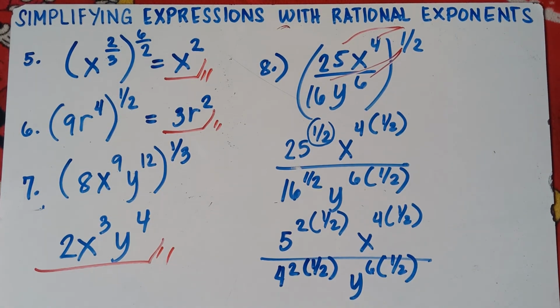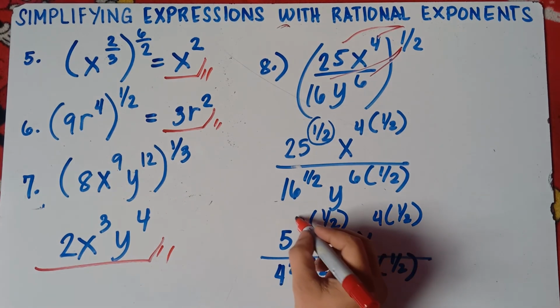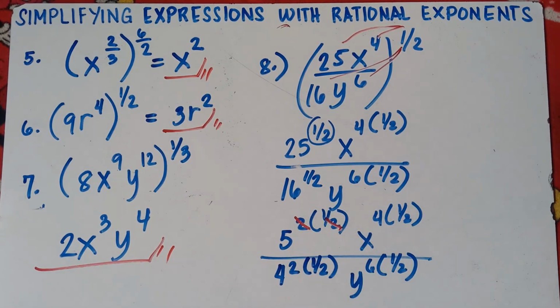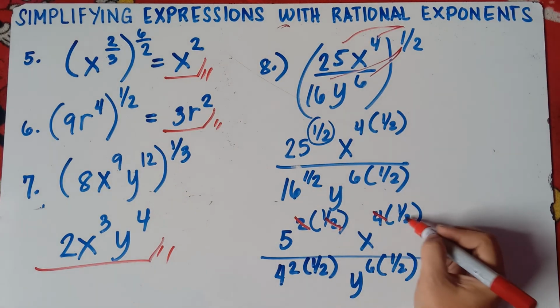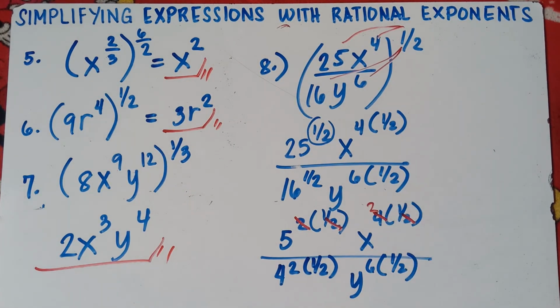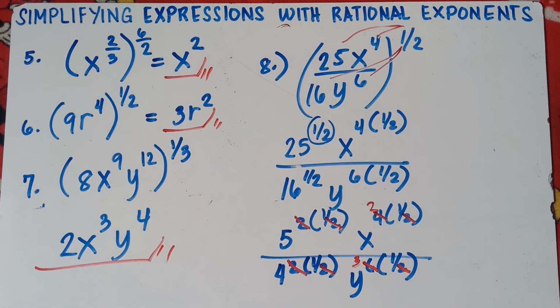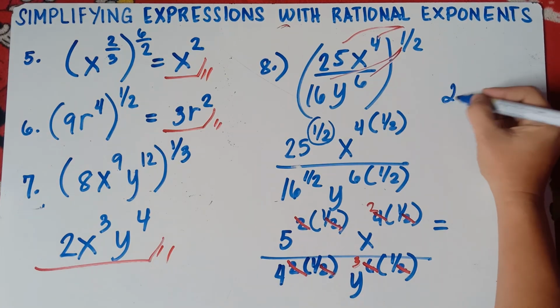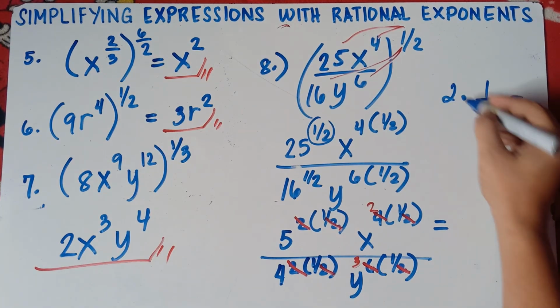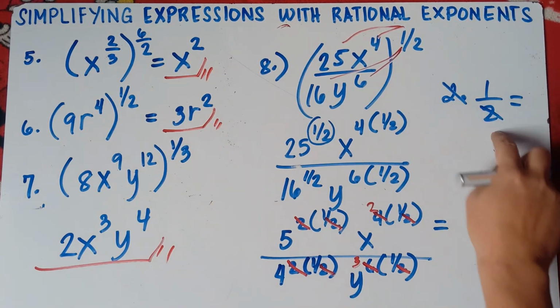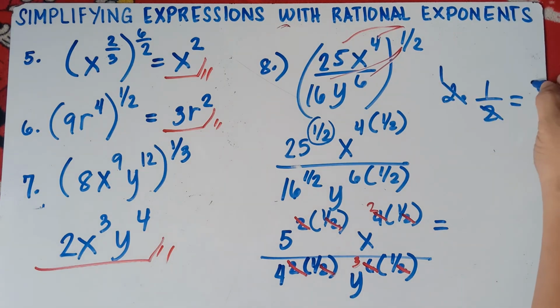Alright, and our final answer, since we can cancel this one, 2 divided by 2, that is 1. We can also cancel this one, 4 divided by 2, that is 2. And 2 divided by 2, that is 1. And 6 divided by 2, that is 3. So our final answer, I will just put the final answer, class, because we don't have enough time. I hope you understand this one, class. 2 times 1/2, we can cancel this one. And 2 divided by 2, that is 1. And 1 times 1, that is 1.